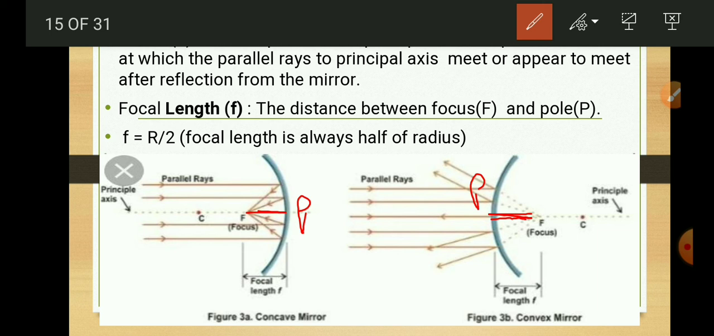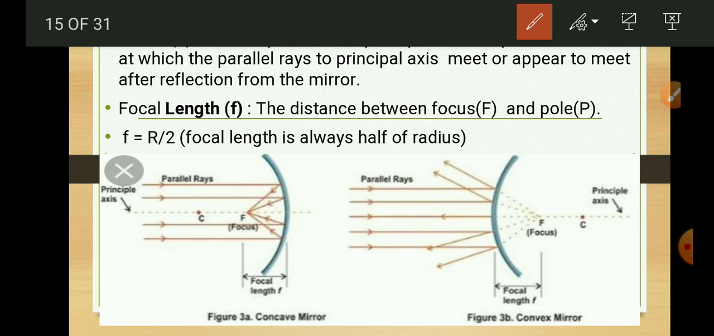The principal focus of a convex mirror lies behind the mirror. We can see here that the principal focus of a concave mirror is present in front of the mirror, and the principal focus of a convex mirror is present behind the mirror. And so the principal focus of a concave mirror is a real point, and the principal focus of a convex mirror is a virtual point. The relation between focal length and radius of curvature is f equals r upon 2. Focal length is always half of the radius.